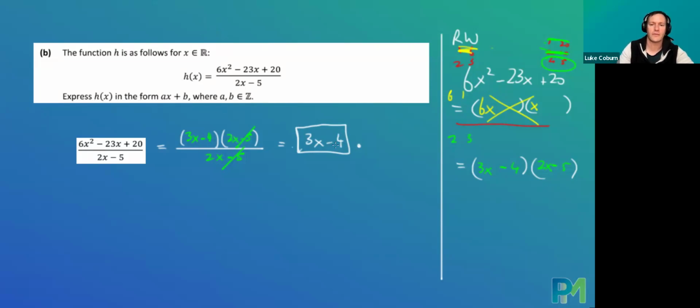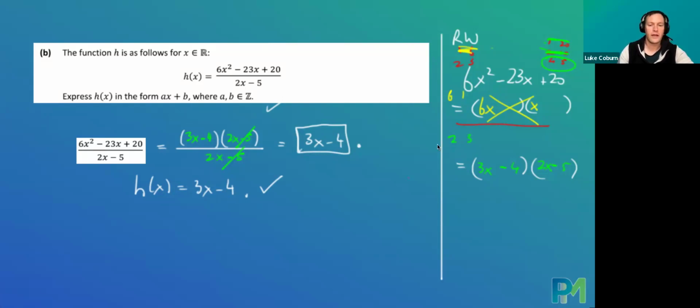We factorize the top line. We cancel something out. This is what we got out. So what we're saying, h of x is equal to 3x minus 4. Have we answered the question? Well, we are expressing h of x in the form ax plus b, where a and b are integers. a is 3, b is minus 4. We have done what we've been asked to do. This is correct. Okay, we made a meal out of it, though, or I made a meal out of it.